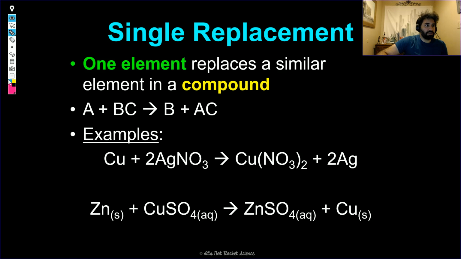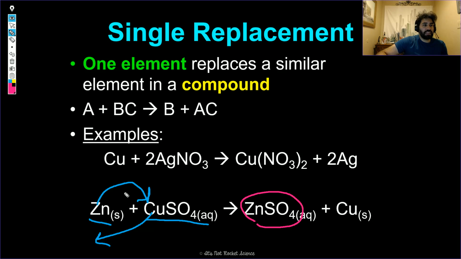And here's another example. You have these two reactants. You have zinc, solid zinc, and then you have a solution of copper sulfate. Well, what's going to happen is zinc is a metal and copper is a metal. So zinc's going to come in and bump off the metal, and then copper is going to be all left out in the cold by itself right there. And that's exactly what you see in the products, right? You have zinc combined with sulfate because it came in here and replaced the copper, and then you have copper left out in the cold.